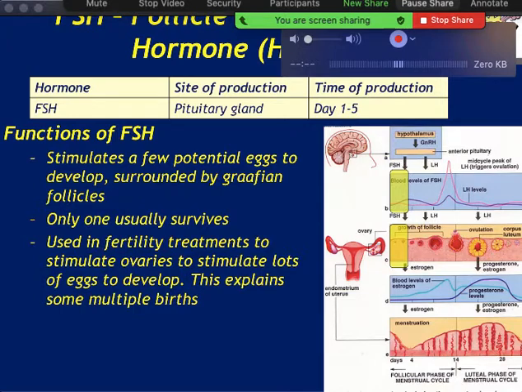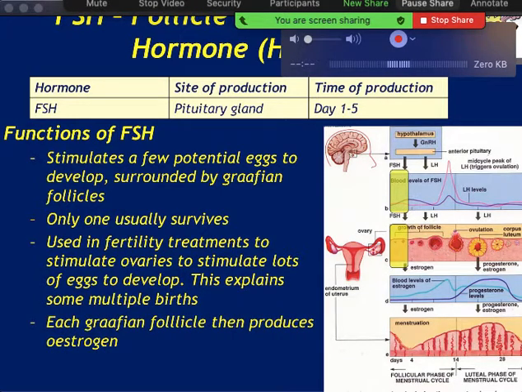Now, the Graafian follicle that's made starts then to produce the estrogen. So FSH will eventually bring about the production of estrogen.